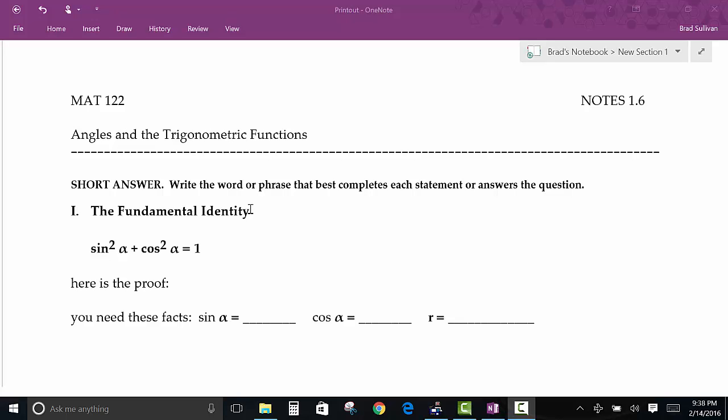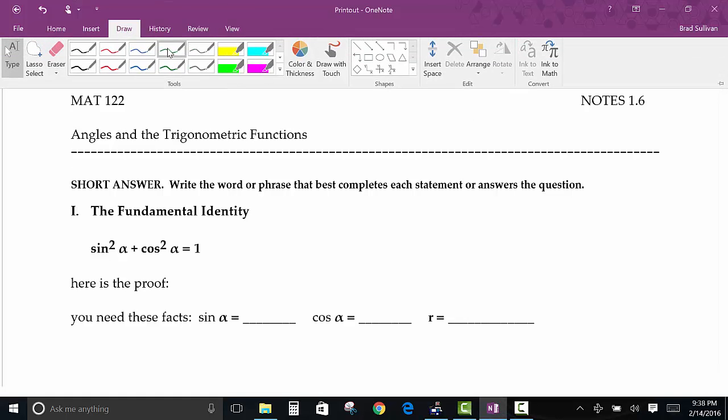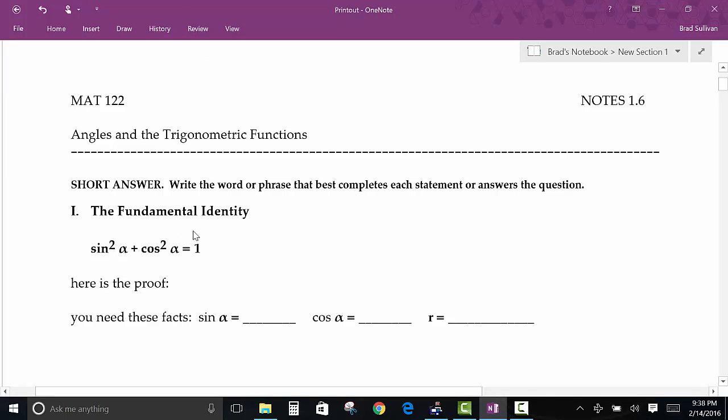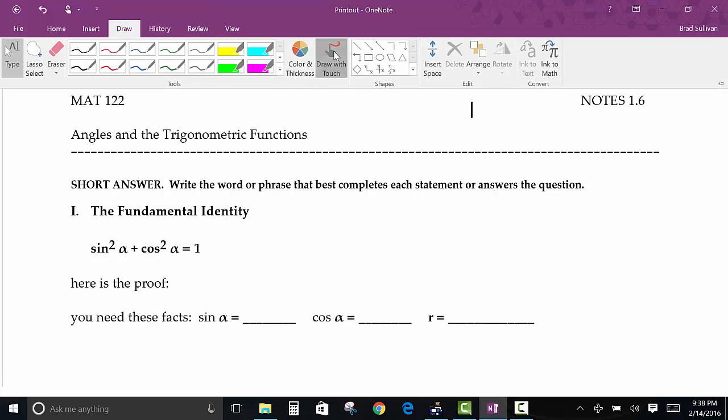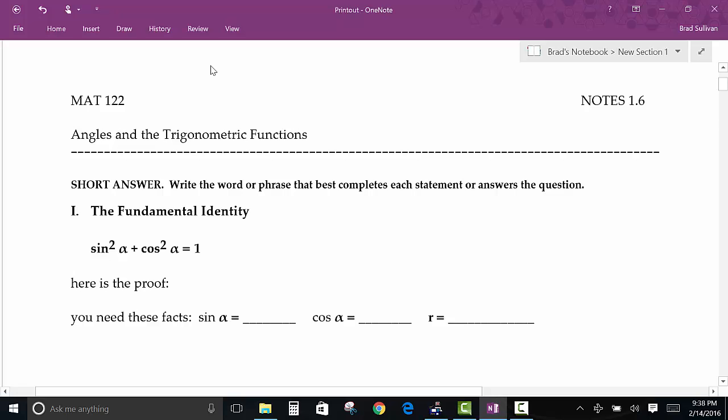All right, so what we're going to look at is what we call the fundamental identity to start with. Just to begin with, I'll give you an idea where this thing comes from, and we're going to do a little proof of this. So we call this the fundamental identity. Sometimes I call this the Pythagorean identity, and the Pythagorean identity basically is derived from the Pythagorean theorem. So what we have is sine squared alpha plus cosine squared alpha equals 1.